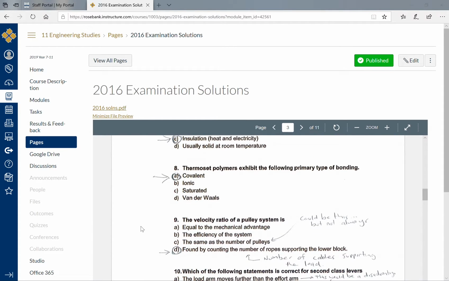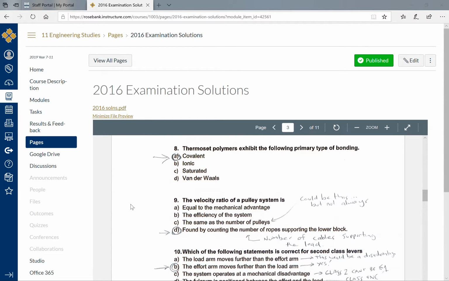Thermoset polymers exhibit the following primary types of bonds. You need to go back to your notes on thermosetting polymers and the thermoplastics as well, and it's covalent bonds that are the primary type of bonds, both cross-linked and in between the actual monomers that make up the polymer.